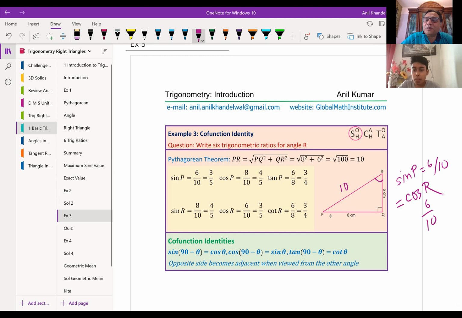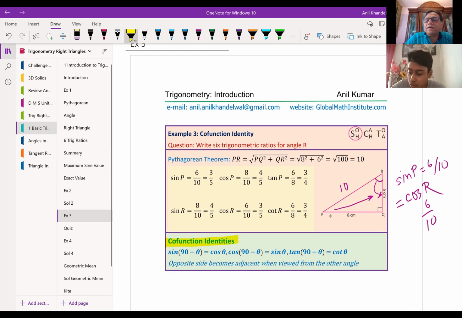90 minus theta. Because for the cos, it is this, and for the sine, it is the opposite side. So when it is 90 minus theta, in that case, sine becomes cos and cos becomes sine. Tan becomes cotangent, cotangent becomes tangent. They are equivalent. Is that clear? Okay. So it's a very important step. We call this the cofunction identity.